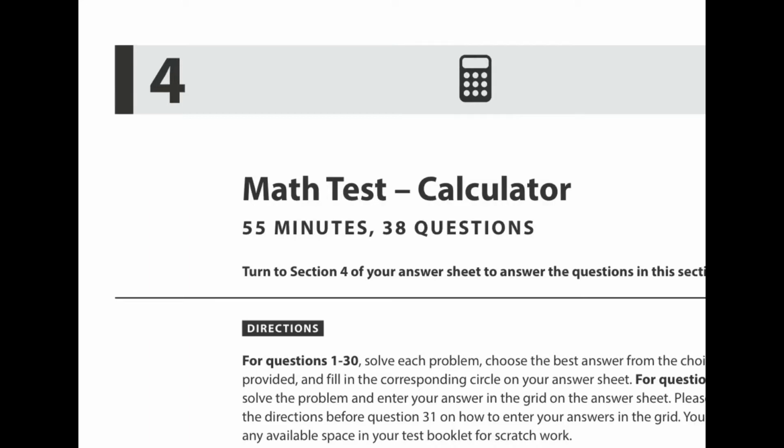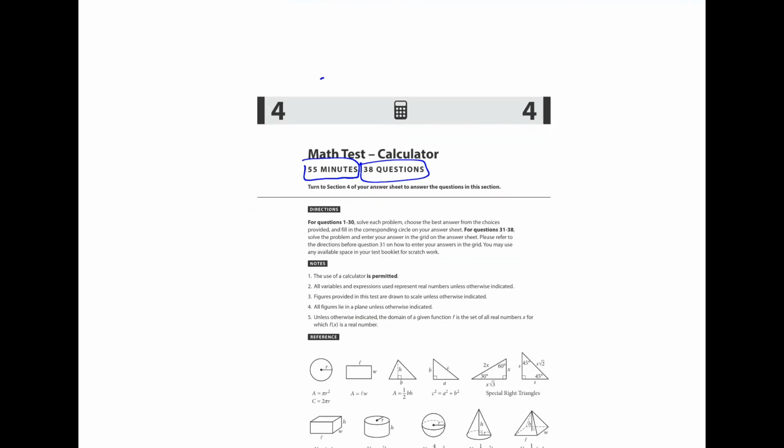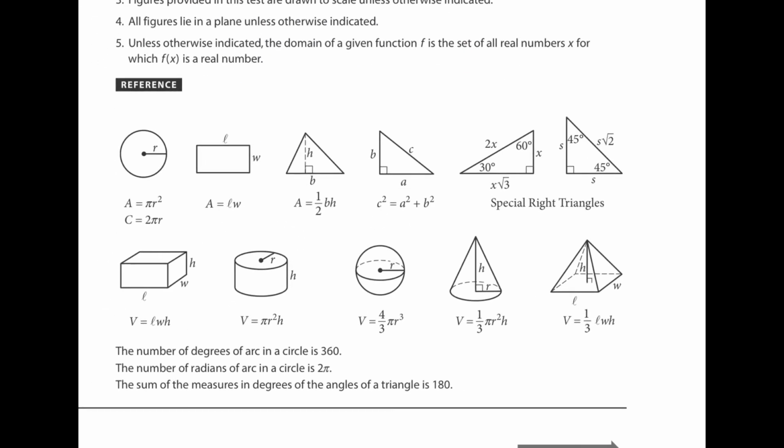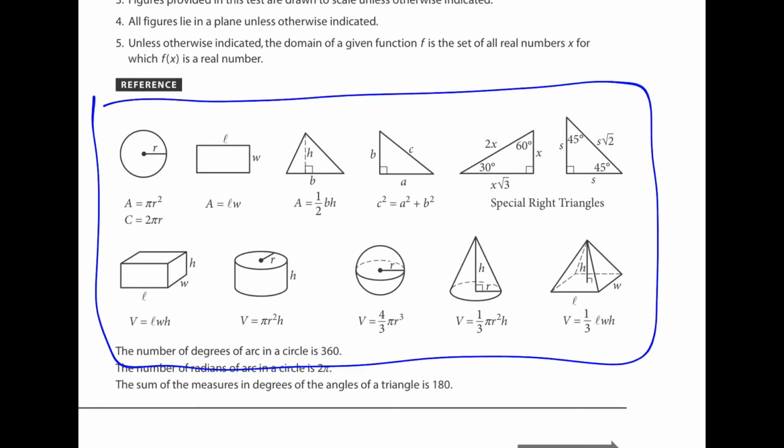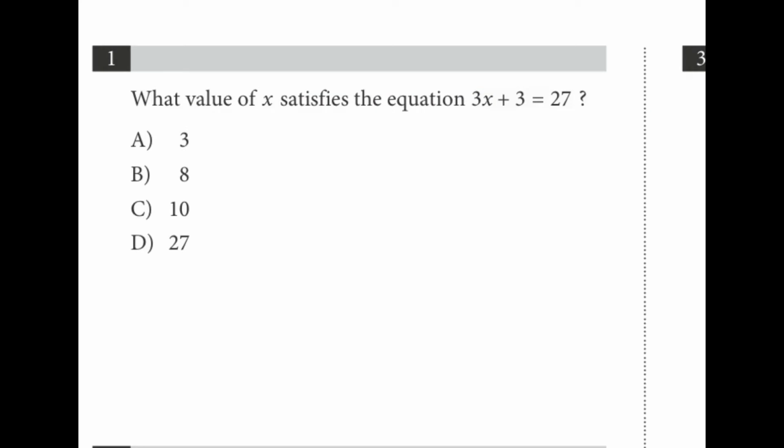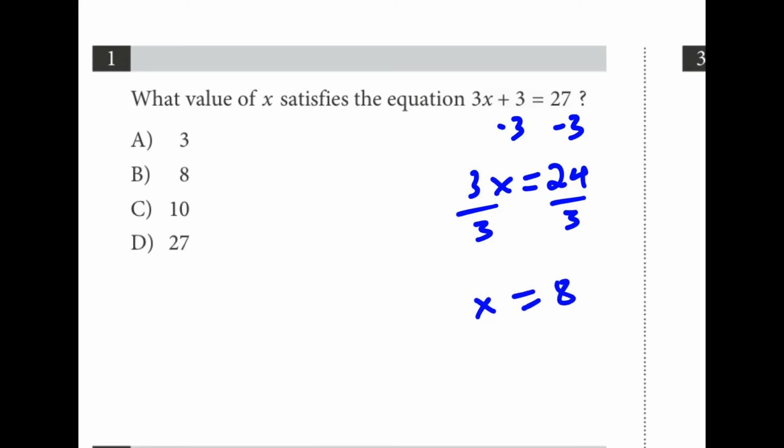So we're on test 4. We have 55 minutes for these 38 questions. There's a series of formulas that you have access to down. Number 1 is a two-step equation. If we subtract 3 from both sides and divide by 3, we get that x is equal to 8. B.